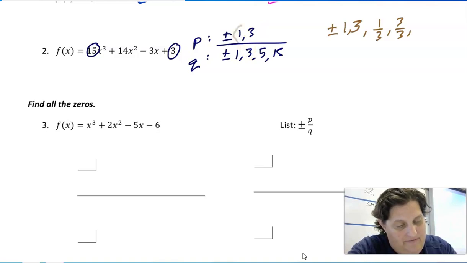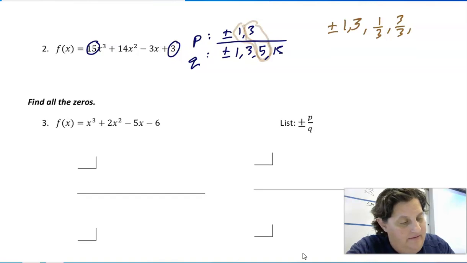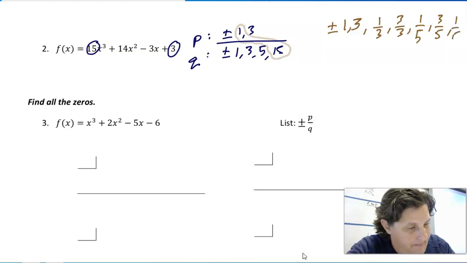Now I'm going to divide them both by 5. That's going to be 1 over 5, 3 over 5. All right? And then my last one I'm going to divide by 15. That's going to be 1 over 15 and 3 over 15.